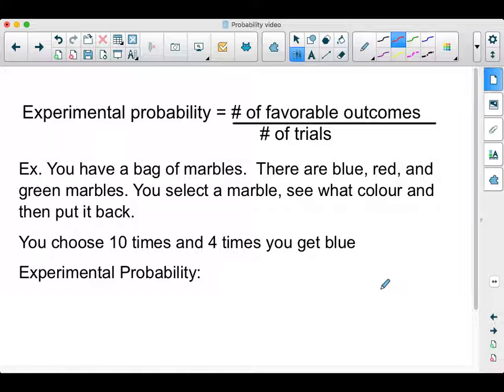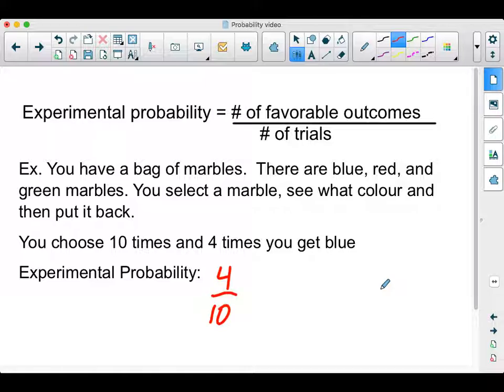So let's say we did this. You have a bag of marbles. They're blue, red, and green marbles. You select a marble and see what color it is, and then you put it back in. You do this 10 times, and 4 times you get blue. So the experimental probability of getting a blue marble would be 4 out of 10.